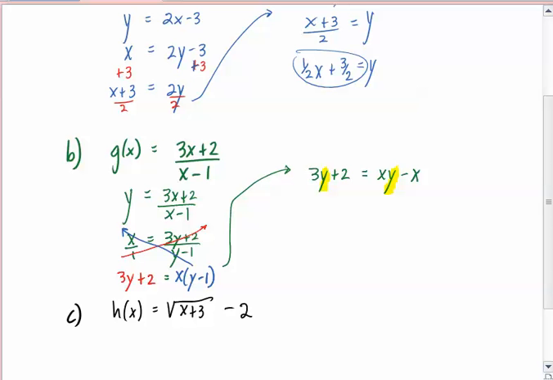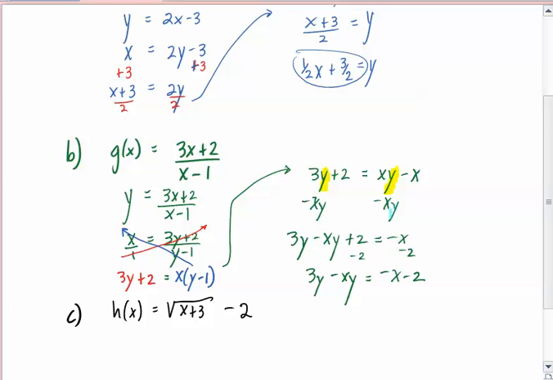So let's take a look. I'm going to move my xy term over here. Okay, so that's 3y minus xy plus 2 is equal to negative x. And now I'm going to move my 2 to the other side because it's not a term with y in it. Okay, so convince yourself of what we just did.